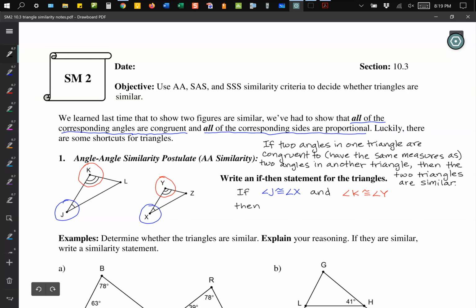I don't need to know anything else about the triangle. I don't need to know about the other angle. I don't need to know how long any of the sides are. If I can show that I've got 2 sets of congruent angles, that is enough for me to say these triangles are similar. So I can write a similarity statement. Remember, it doesn't matter what order you name the first triangle in, as long as the order of the second one matches. So I'm going to name the first triangle, triangle JKL.